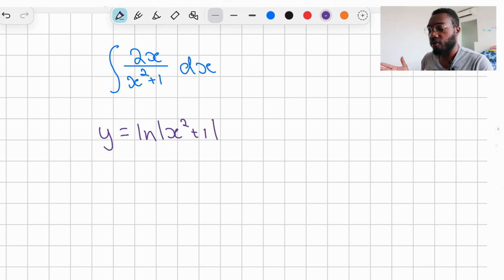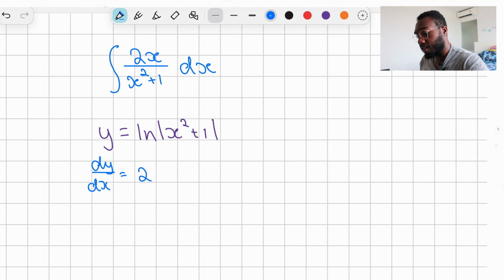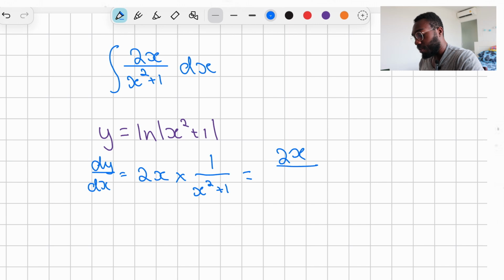So if we now differentiate this, let's see what happens, okay? Now if we were to differentiate ln of x squared plus 1, well, if I do the chain rule in my head, what would we get? Well, x squared plus 1 differentiated would get a 2x. So therefore dy over dx would be a 2x, and then we're times by the derivative of the ln, which is 1 over x squared plus 1, which equals 2x over x squared plus 1.